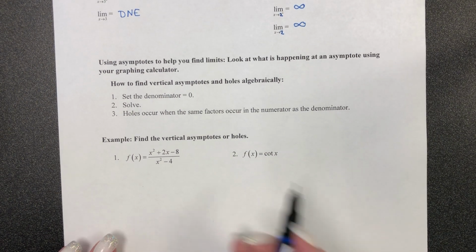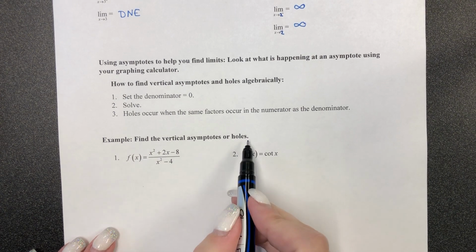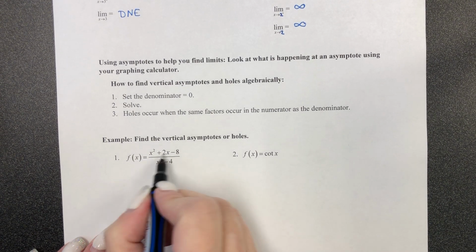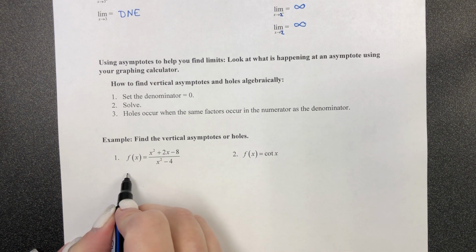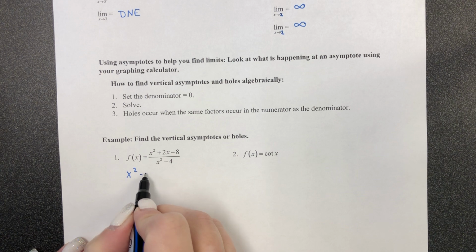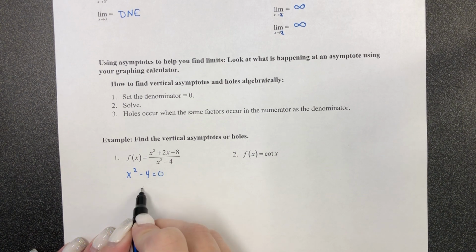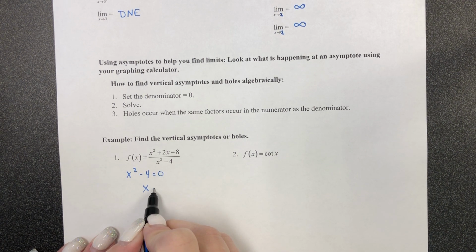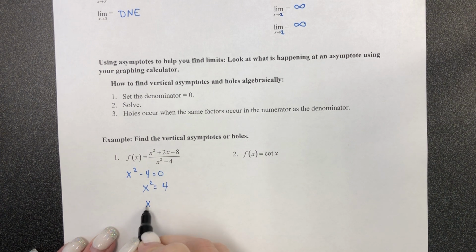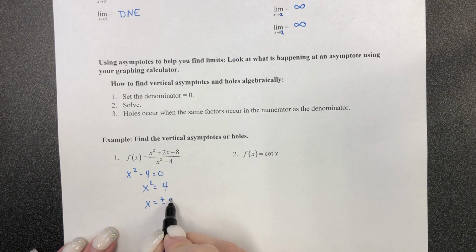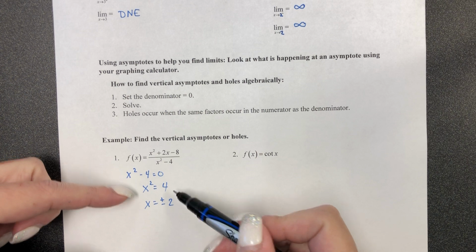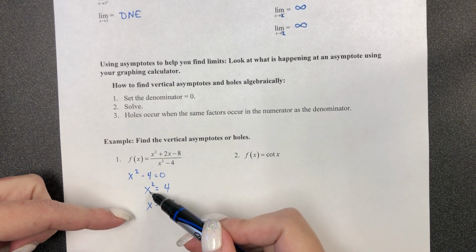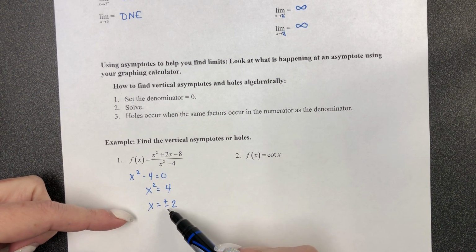Okay, so first thing is, let's find our vertical asymptotes, or holes in this case. So in this case, I would take my denominator, set it equal to 0, and it looks like I'm going to either have an asymptote or a hole at plus or minus 2. Just a reminder, if you square root both sides of an equation like we did here to get to here, because we square rooted the x and we square rooted the 4, you've got to put the plus or minus.